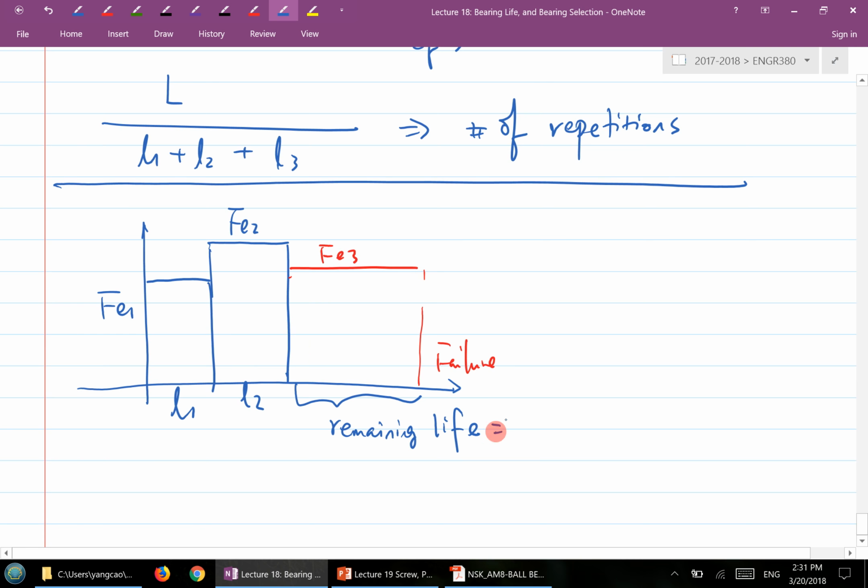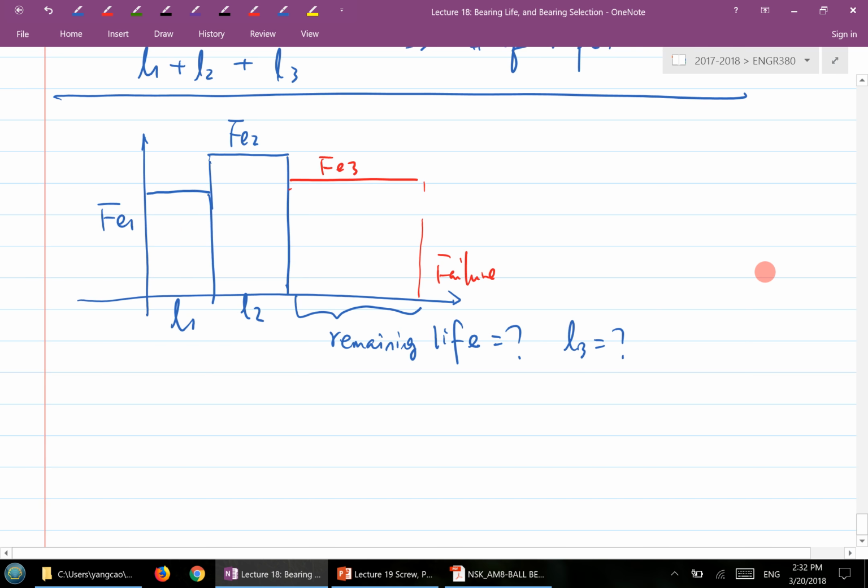Okay, remaining life equal to what? Or L3 equal to what? So that's another example, right? Instead of repeating the pattern, we don't repeat. It's just subject to the first, second, and then constantly subject to a third load for the rest of the life. So let's see, how do we solve this kind of question? Let's use a similar approach as we just did here.